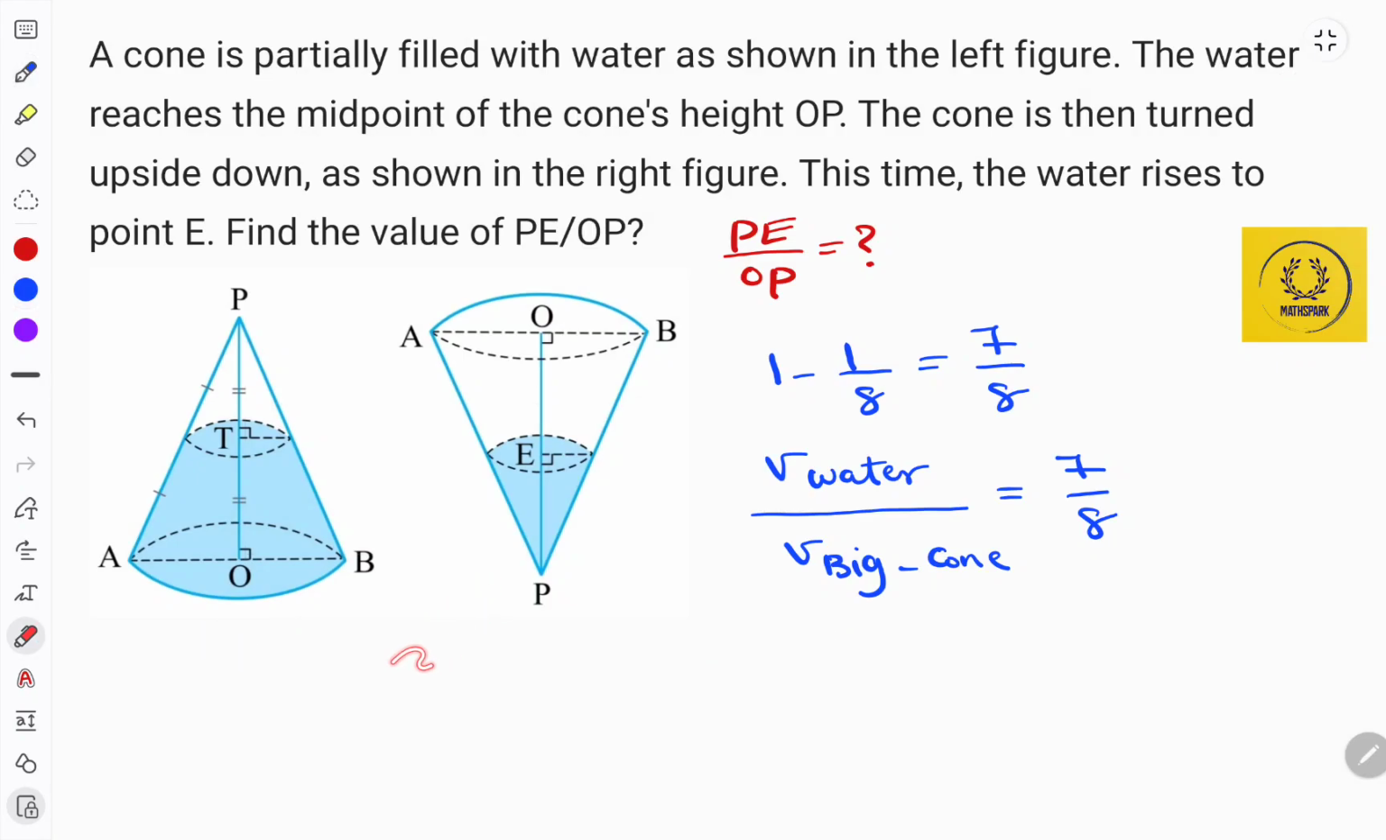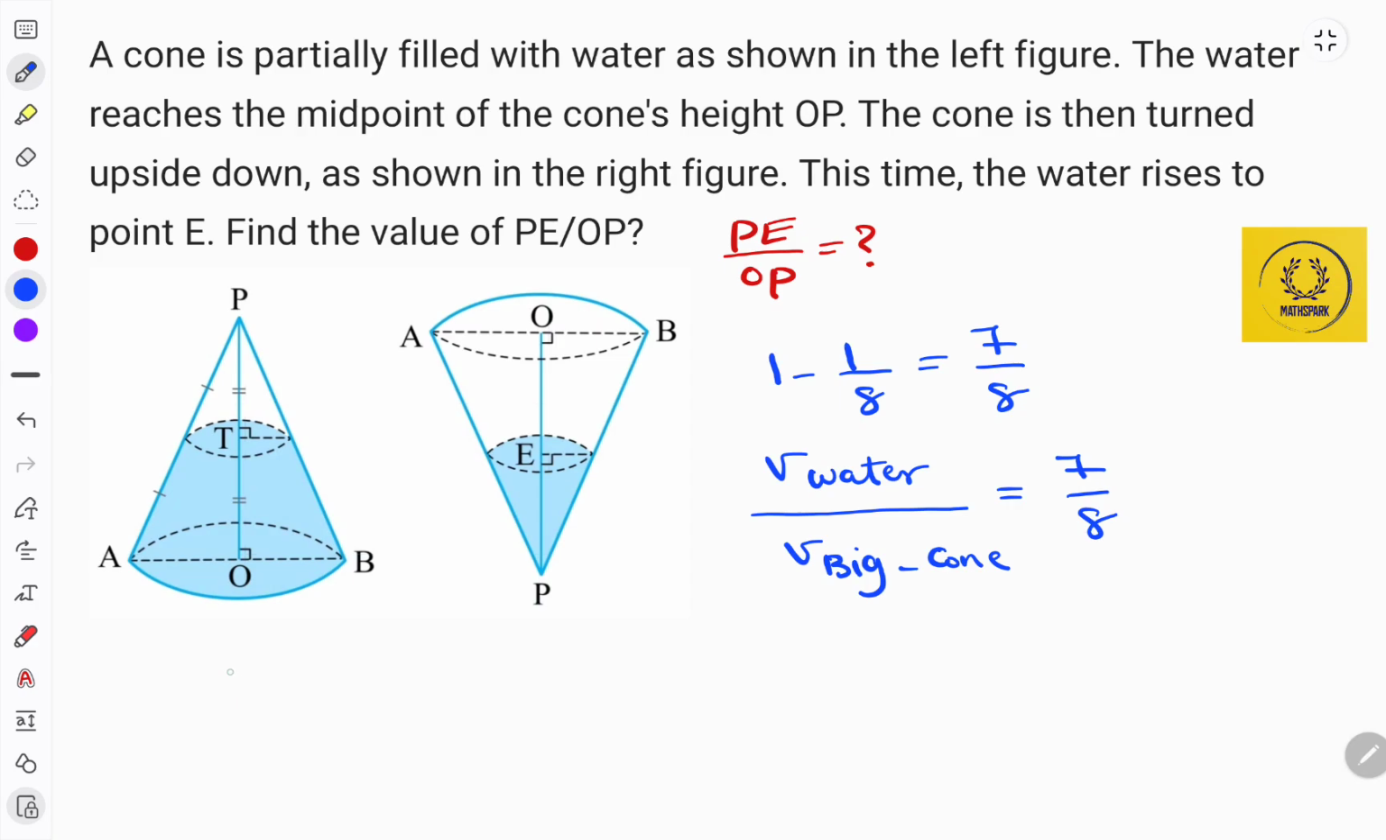And now, turn the cone upside down. The amount of water doesn't change, so the small cone in this figure must have a volume equal to 7/8 of the whole cone. Again, these two cones are similar. If the ratio of their volumes is 7/8, then the ratio of their corresponding heights is simply the cube root of 7/8.